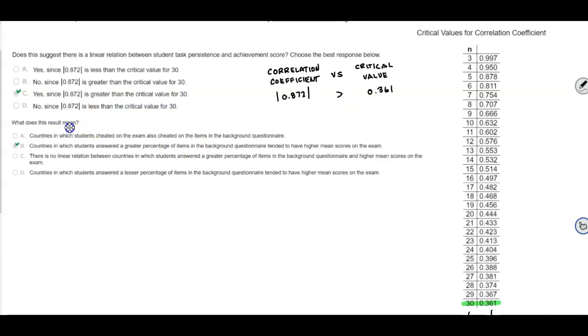And so what does this result mean? Well, that means that countries in which students answered a greater percentage of items in the background questionnaire tended to have higher mean scores on the exam.